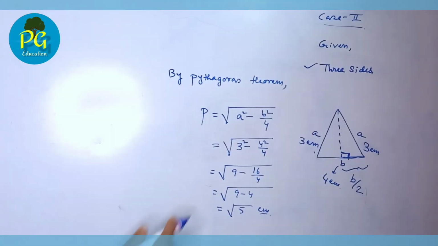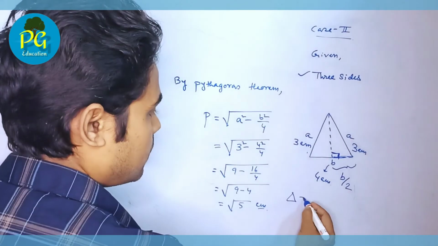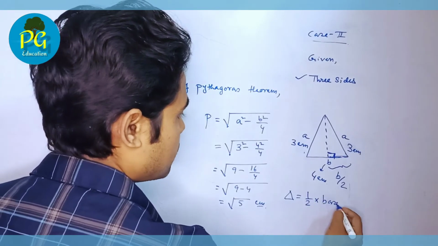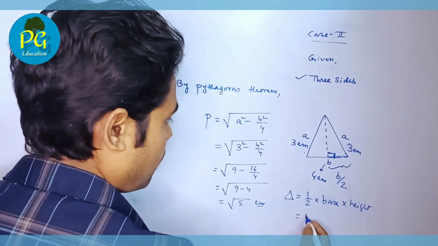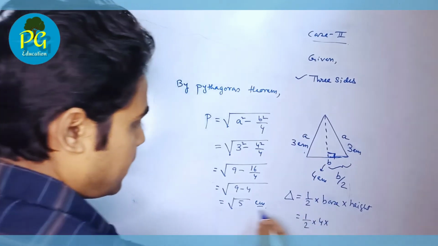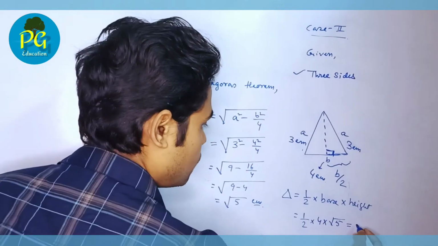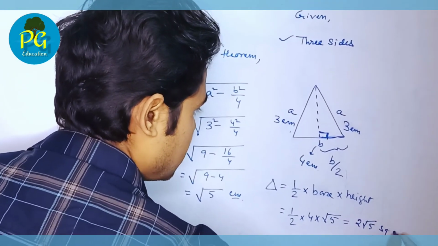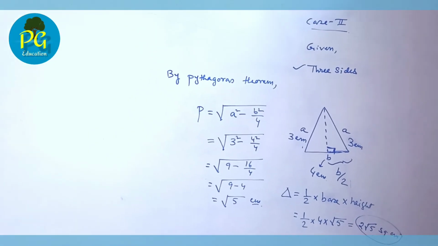centimeter. Therefore, the area of this isosceles triangle equal to half into base into height equal to half into base is 4 and height is root 5, okay, equal to 2 root 5 square centimeter. This is the area of this triangle.